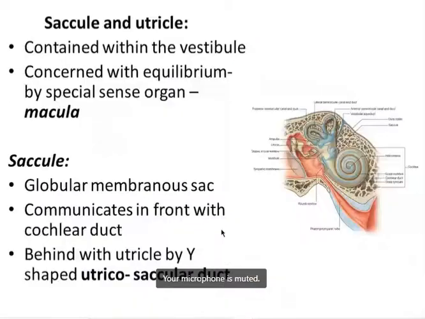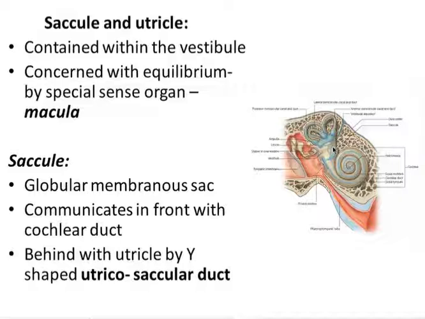Now coming to the next part, within the vestibule, the membranous labyrinth consists of the saccule and utricle. These are the globular parts. So this is the saccule, this is the utricle. They are contained within the vestibule and are mainly concerned with balance or equilibrium. The main receptor present here is the macula. The macula is a receptor responsible for equilibrium, and it lies within the saccule and the utricle.